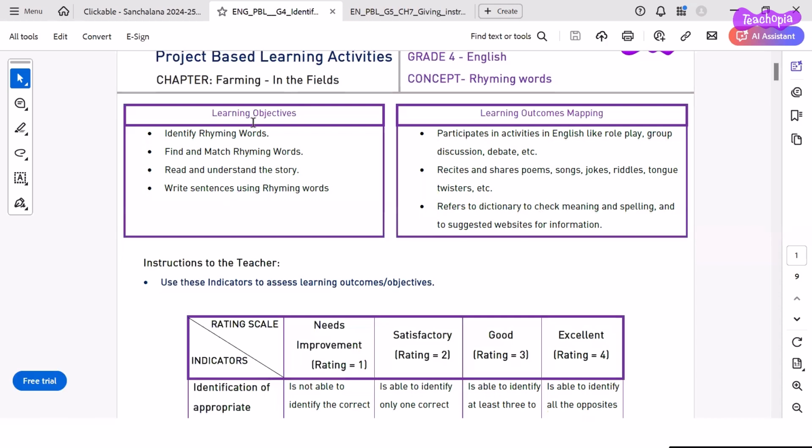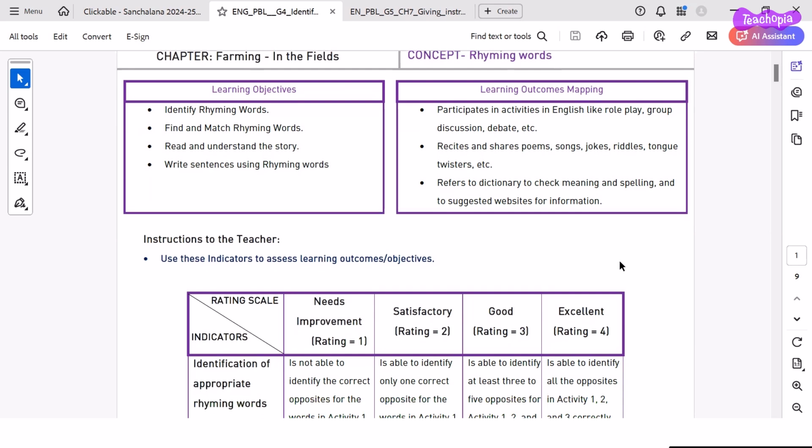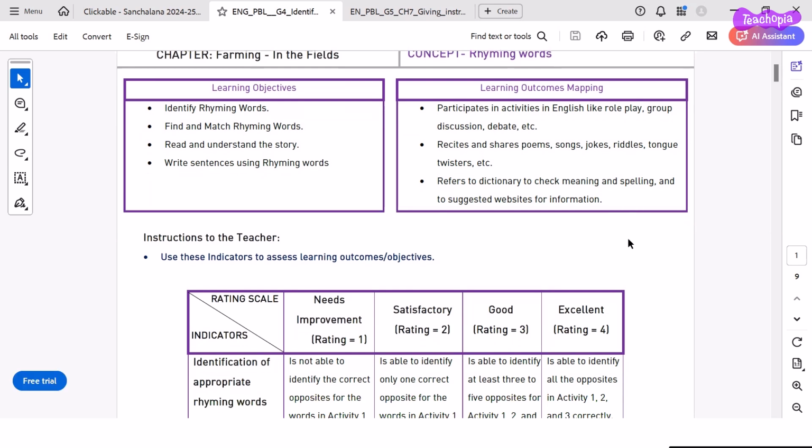It starts off with learning objectives like identifying rhyming words, understanding the story, writing sentences using rhyming words. And the learning outcome is going to be about participating in activities in English like role play, group discussion, debate, reciting and sharing poems, songs, jokes, riddles, tongue twisters, etc. Referring to a dictionary to check meaning and spelling and to suggested websites for information.